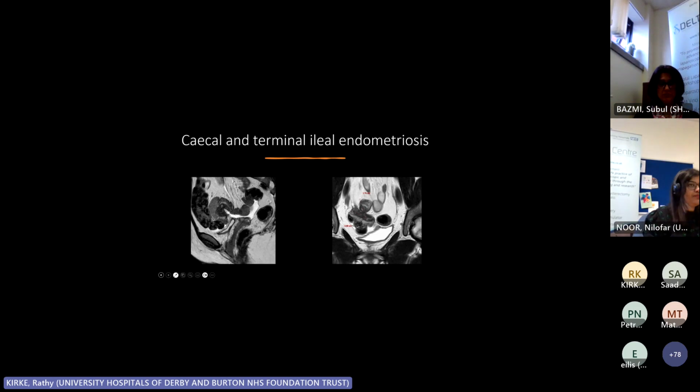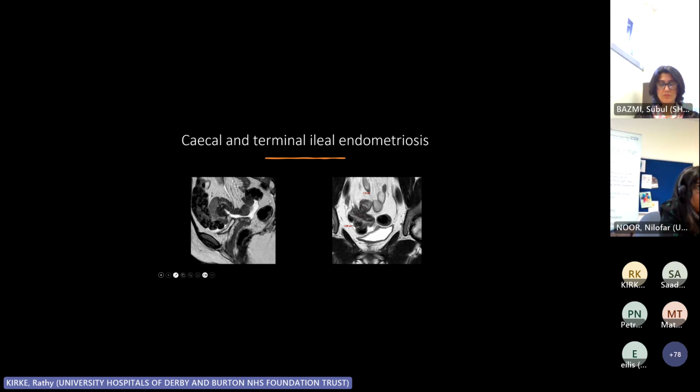So I'm going to talk about cecal and terminal ileal endometriosis. Again, I must say this is one of the first cases I've seen. I've heard about it, but this is one we had a few months ago. This patient presented with endometriosis. She apparently had an appendectomy, and on the appendectomy specimen, they found endometriosis. So she came back to us.